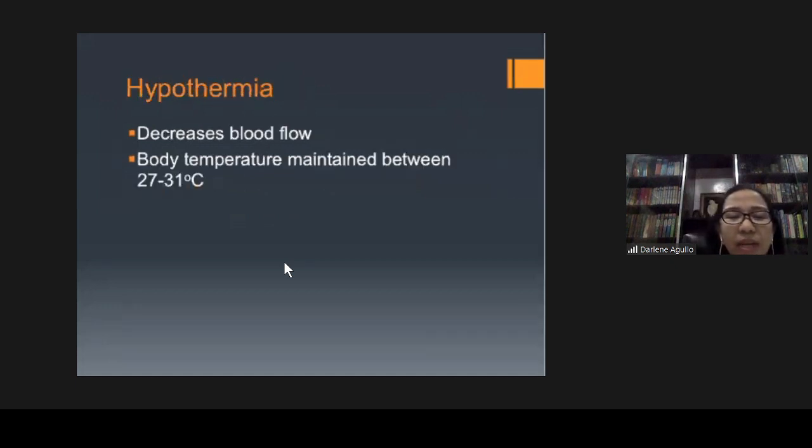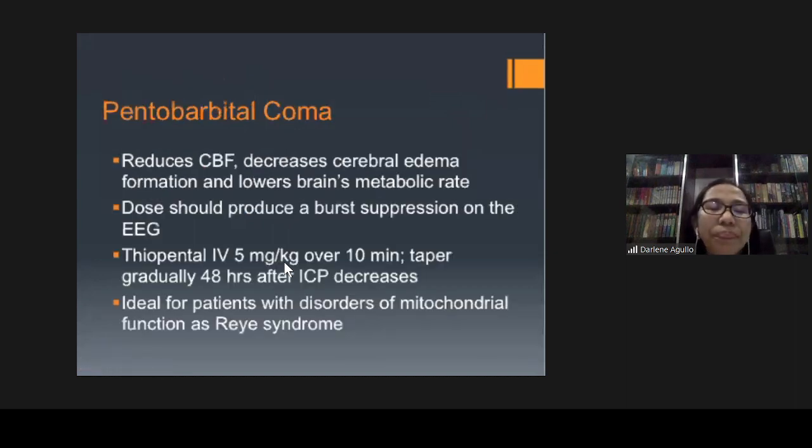Another treatment modality is hypothermia, just to decrease cerebral blood flow. Kasi nga, di ba, yung intracranial pressure is determined by the volume of blood, brain, and CSF. So hypothermia will decrease cerebral blood flow, thereby decreasing intracranial pressure. So body temperature is maintained between 27 to 31 degrees Celsius.